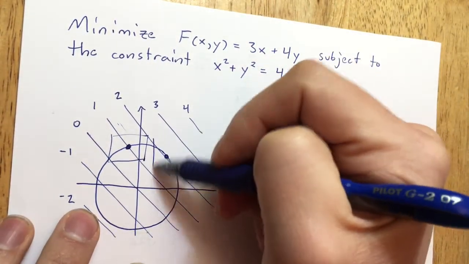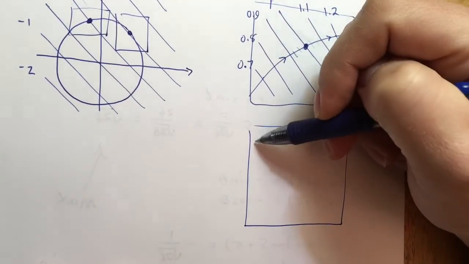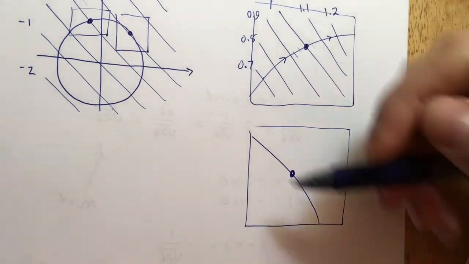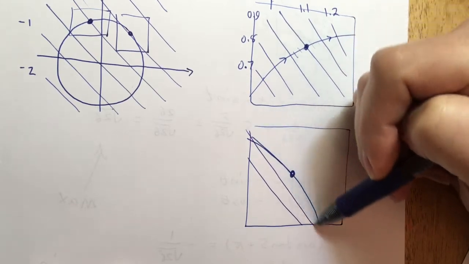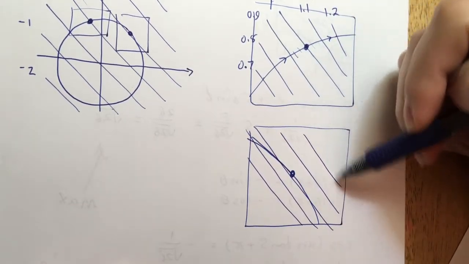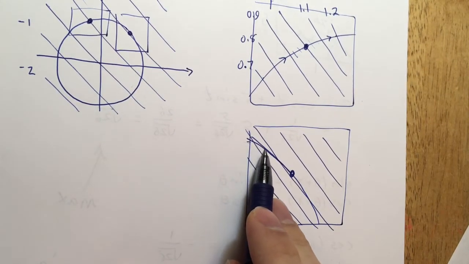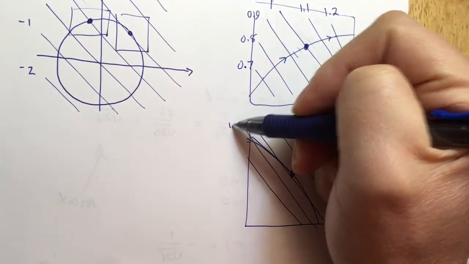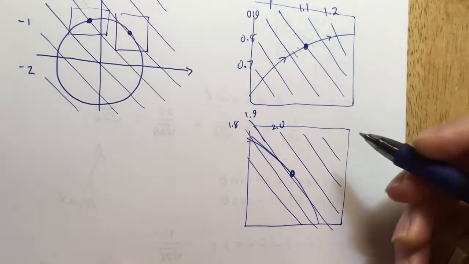Now what's happening? Let's zoom into this picture. Here's the arc of my circle, and here's the point that I'm at. The level curves look like this. Now, as I move along this curve, I see I'm crossing level curves, and the values of the function are increasing. This might be 1.8. This might be the level curve over here, 1.9. This is 2.0, maybe like this.